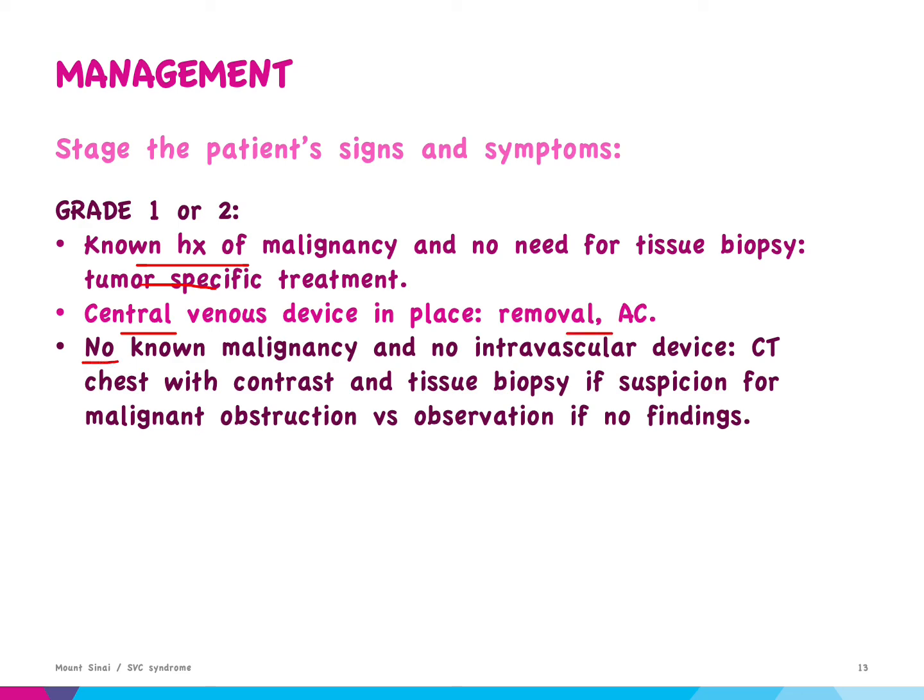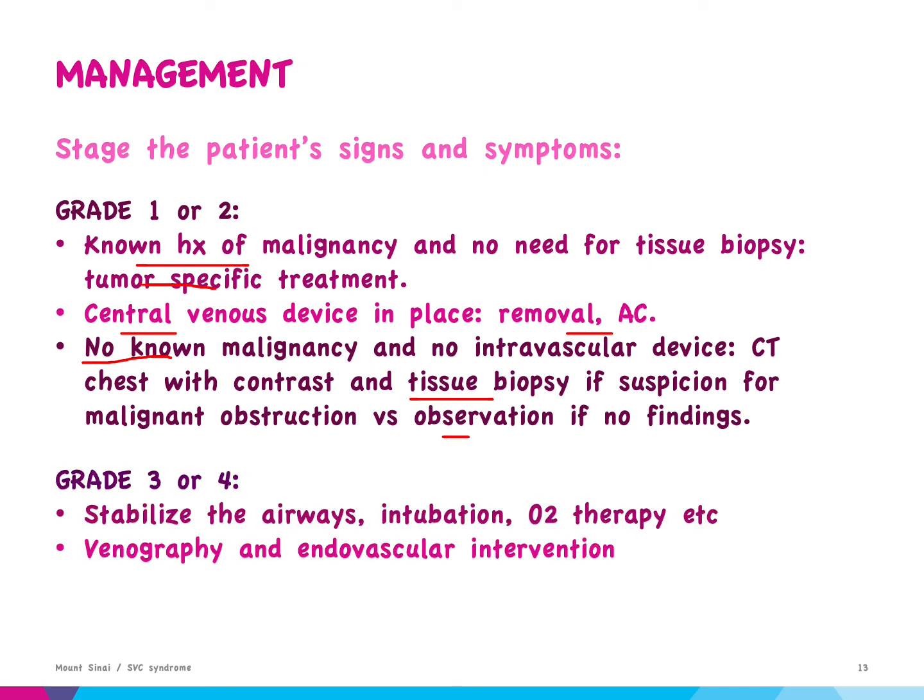If we have no clue why there's an obstruction and we only have imaging that might show a mass, then we will need to do a tissue biopsy. If there's nothing on the CAT scan, we might need to observe the patient. If the patient is in severe life-threatening SVC syndrome, so confusion, obtundation, syncope, stridor, then the first thing is calling a screen and stabilizing the patient.